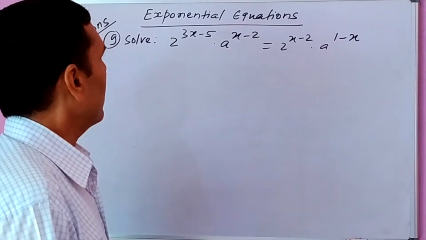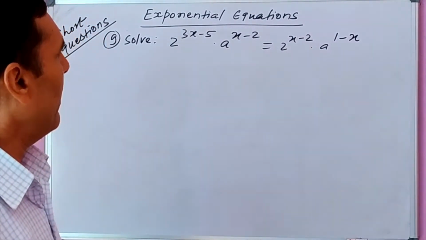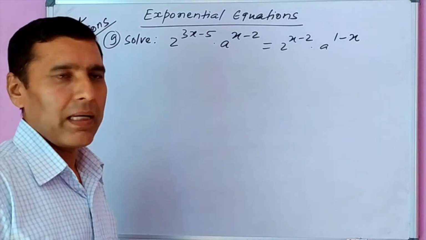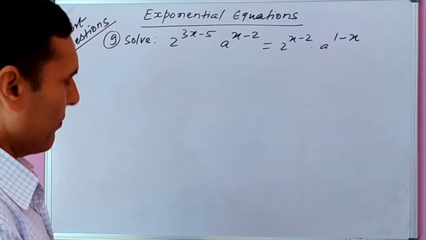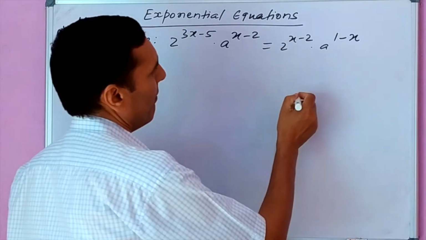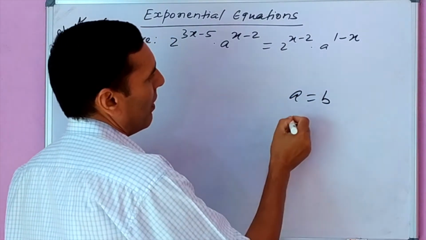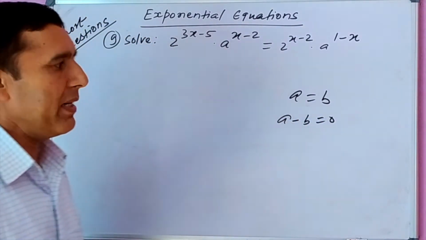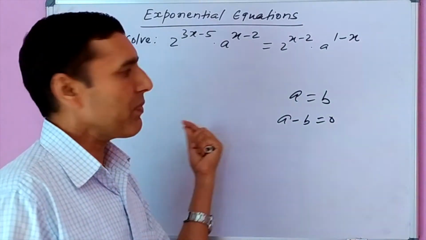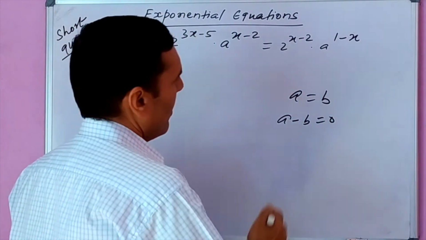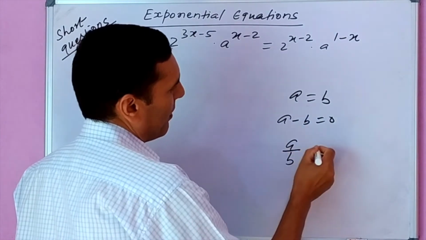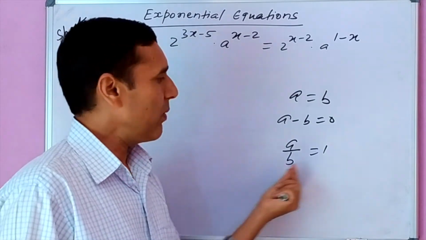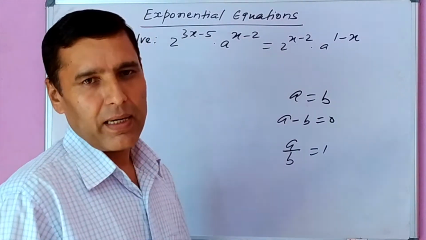To solve this question for x in an easy way, we bring the right hand side to the left hand side to divide. That means if we have a is equal to b, we can write this in two ways. A minus b is equal to 0, if we bring this b directly to the left hand side by changing the sign. Another one is a upon b is equal to 1. If we bring this b to divide the left hand side, what will be remaining on the right hand side? 1.